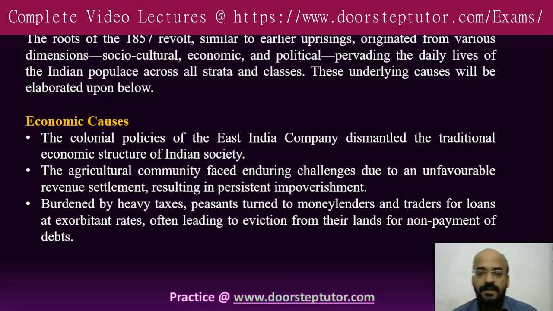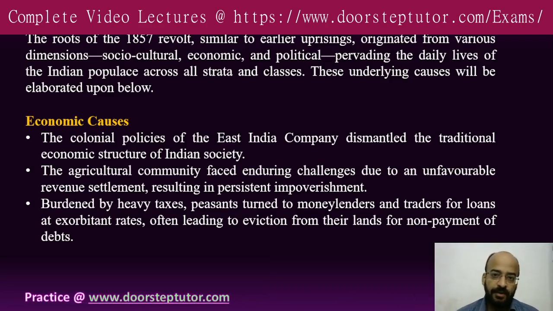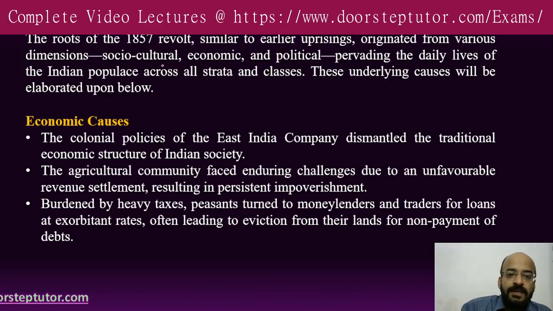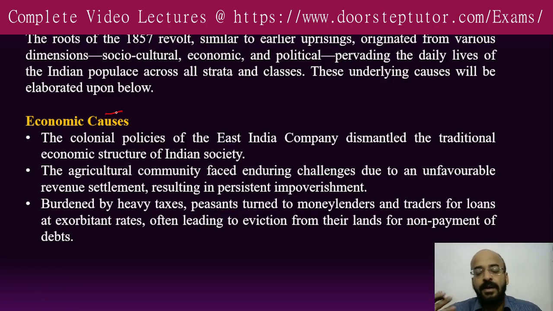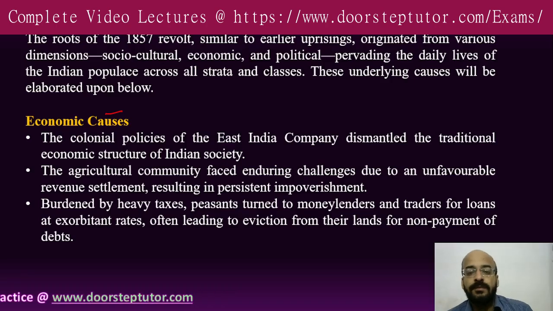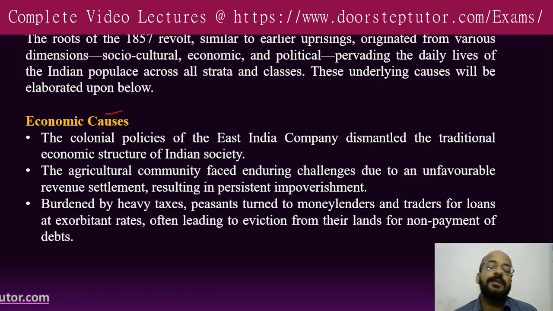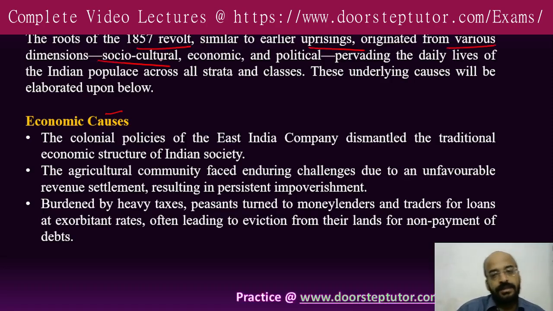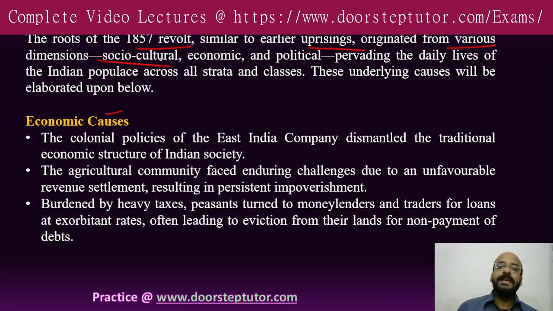Now, first of all, what were the causes of the revolt of 1857? We can divide these causes into multiple spheres. First are the economic causes, and we will also discuss the socio-religious causes, then the military causes. There can be two kinds of causes, the long-term causes and the short-term causes. What was the trigger point? We will discuss the trigger point also, which led to the start of 1857. The roots of the 1857 revolt, similar to earlier uprisings, originated from various dimensions: socio-cultural, economic, political, each and everything.